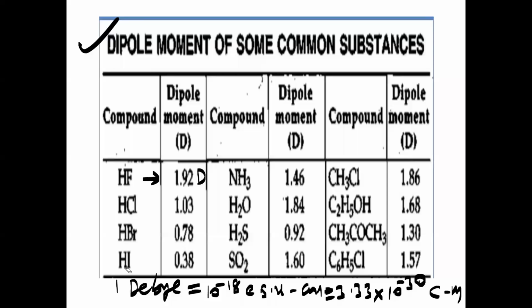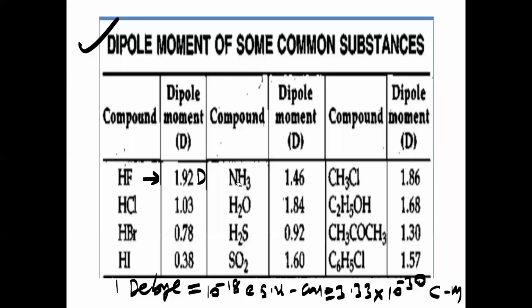So among the hydrides of halogens, from top to bottom in the group, what is happening to the dipole moment? Dipole moment is decreasing. Highest dipole moment is for which compound? HF molecule, 1.92 Debye. Remember. Okay. Why highest dipole moment here? Because the electronegativity difference between hydrogen and fluorine is greater. When electronegativity difference is greater, the dipole moment will be greater. That point you remember.